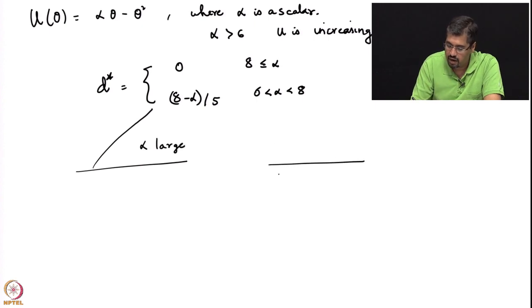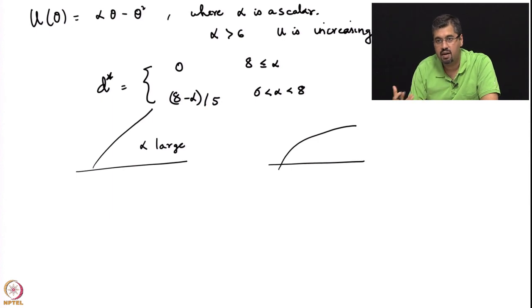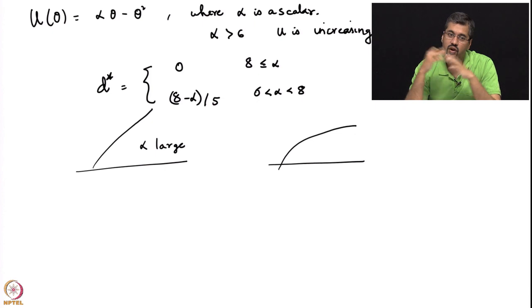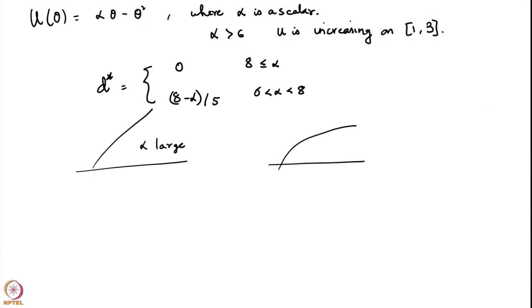For alpha small, it tends to be a little more like a function like this. So the shape of this utility function is capturing, sort of encoding in it, your attitude towards risk. Okay. So if your alpha is large, your utility function behaves almost like a linear function, and then therefore it only emphasizes for you the first moment of the outcome, which is therefore the mean of the outcome, right.